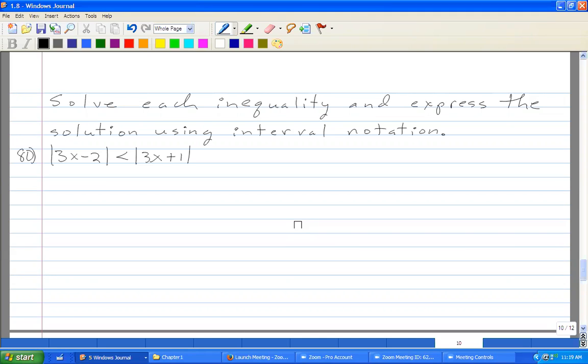Or I could just find critical numbers and from there try to find where this inequality is true. Or I can try to solve this using the fact that the square root of a quantity squared is just its absolute value. So I'll do that, but let me first note the following.